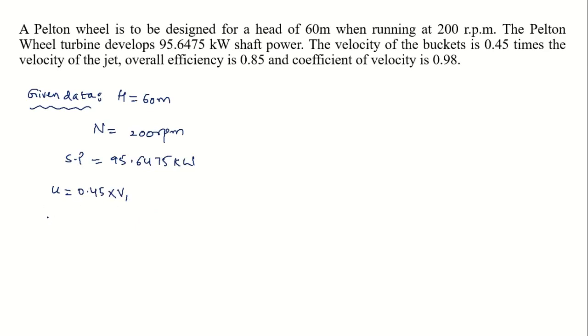Next we have overall efficiency given to us. So eta naught is 0.85, which is 85%, and next we have the coefficient of velocity given to us, which is 0.98. All that we need to do is design a Pelton wheel, which means we would design the diameter of the jet. Next we would design the diameter of the wheel. We would also design the width and depth of buckets on the wheel, which means vanes, and also the number of vanes. Okay, so first we would start off with the velocity of the jet.